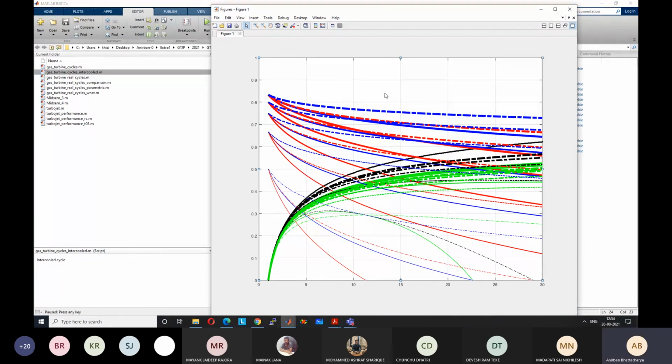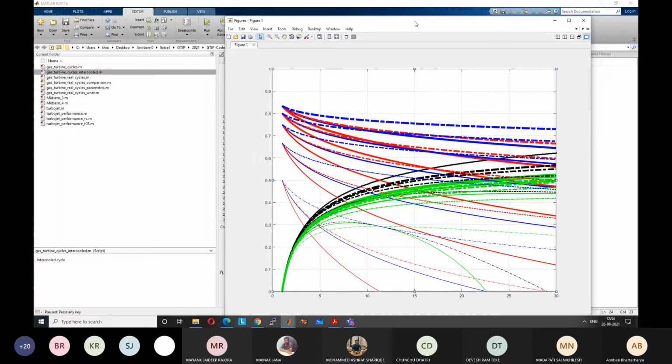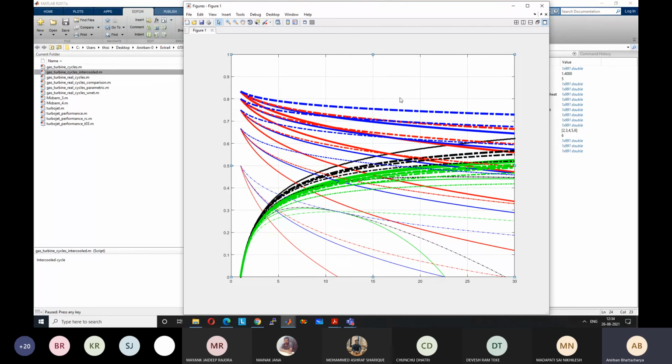So let us see. We have the first cycle, reheat with intercooling. Only reheat was these green lines, so reheat with intercooling are the green dotted lines. I hope you can see them. We are at R equal to 20. So along this line, what is the value of T?